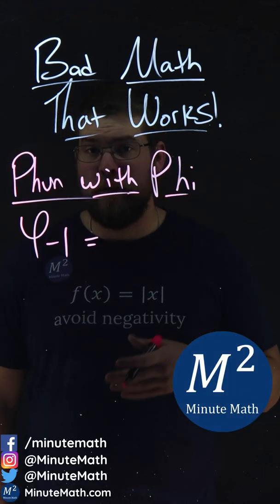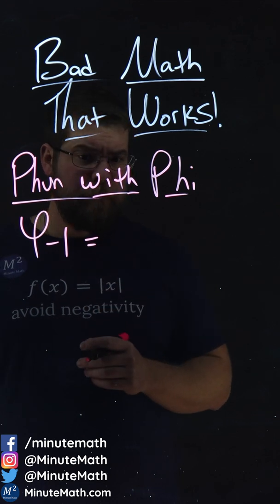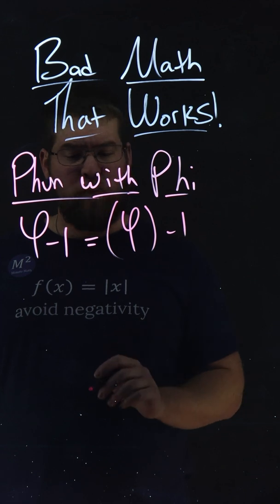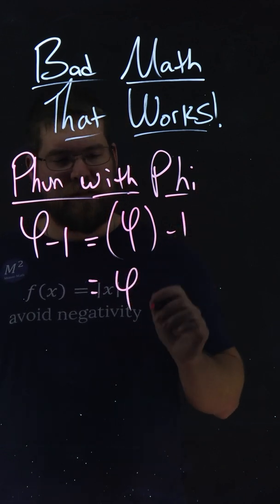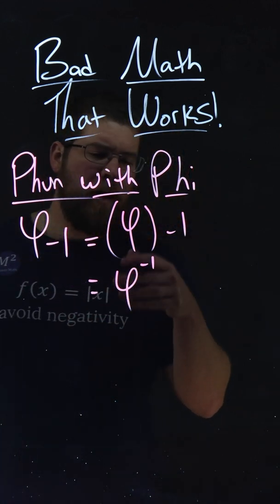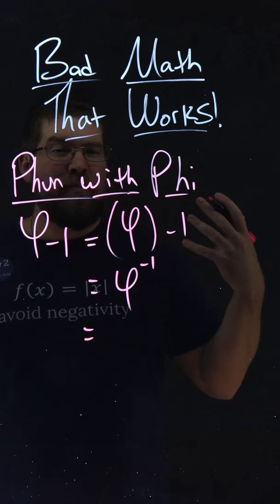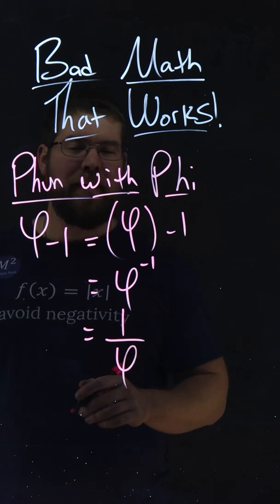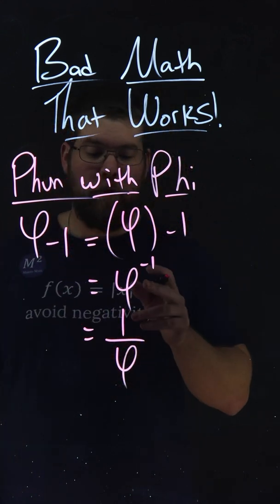Let's have some fun with phi. We got phi minus 1. Well, it's the same thing as if you write phi, parentheses, minus 1. Now, if you're like me, that minus 1 can also be tossed up in the exponent. We have a negative 1 power, it's the same thing. Phi to the negative 1 power. And we all know that when we take an exponent to the negative 1 power, it's the same thing as 1 over it. So we have 1 over phi here, and there we have it. Phi minus 1 is equal to 1 over phi.